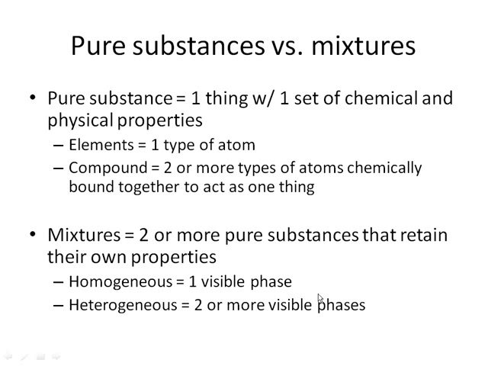So, more information about how you know something's a pure substance versus how you know it's a mixture, and specifically in chemistry, what we're going to call those things. So a pure substance, like I said, was one thing with one set of chemical and physical properties. And there are 2 types of pure substances that we use in chemistry, pretty much what people use in science in general. There's elements, which is one type of atom, and there are compounds, which are 2 or more types of atoms which are chemically combined.